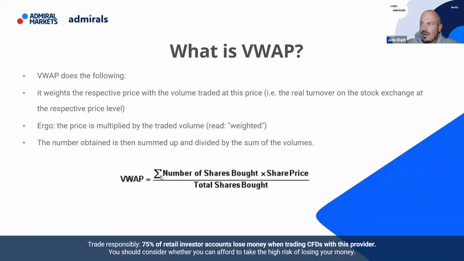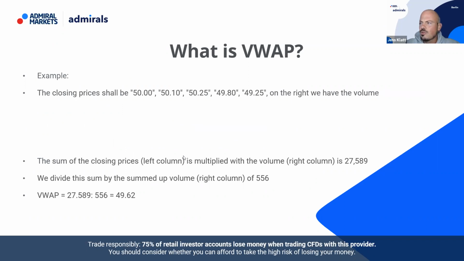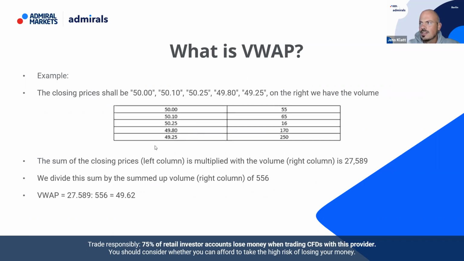So we have VWAP, and the number of shares bought, since we especially look at shares and the stock market here. You multiply the number of shares bought with the share price traded at that respective level, and then you divide it by the total number of shares bought. Now, what I have here is a little unfortunate, to be honest. Let's do it that way then.